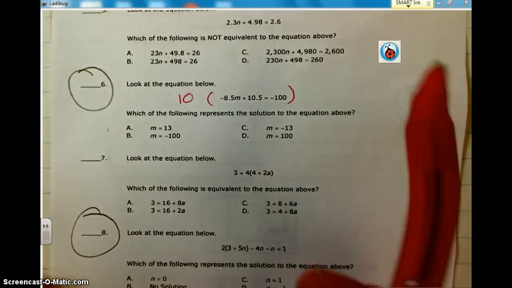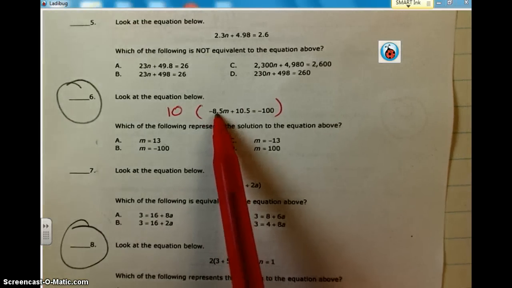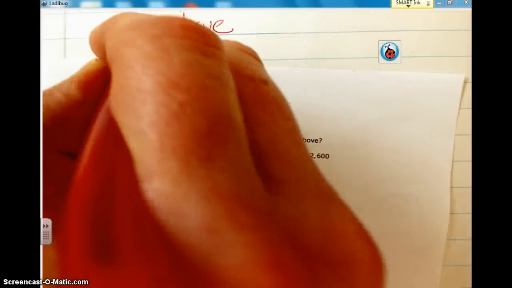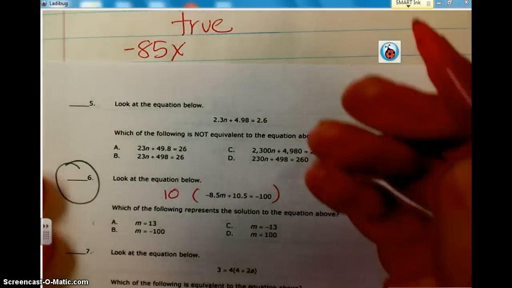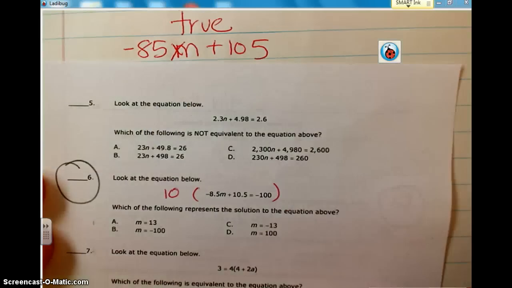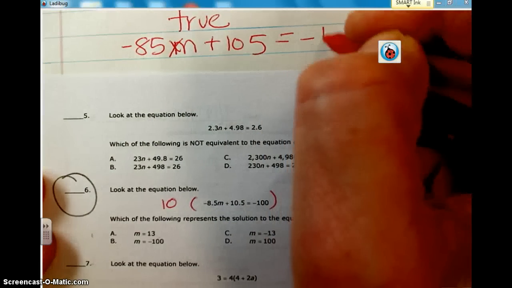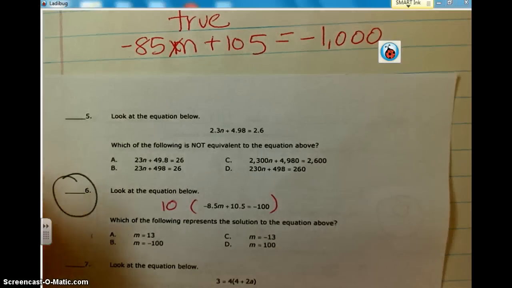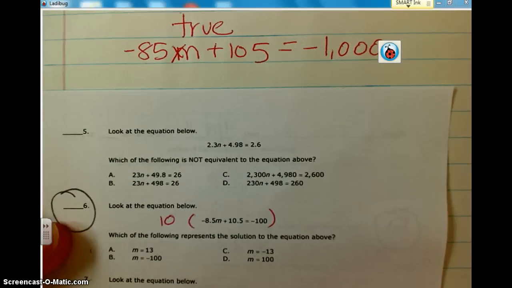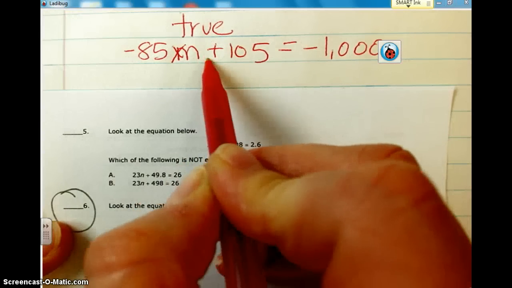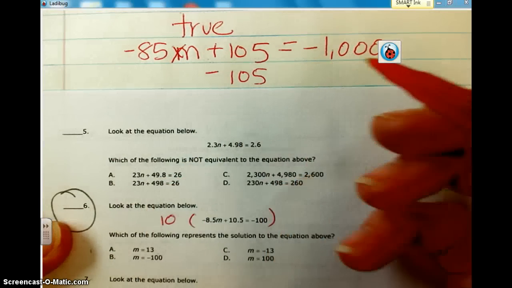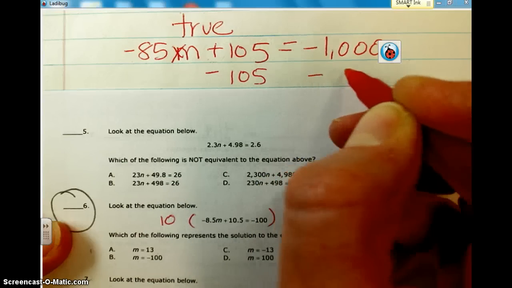As I do that, the negative 8.5 will become negative 85. So I have negative 85x, or I'm sorry, m plus 105 should be equal to negative 1,000. Without the decimals, this problem does become a little bit easier. The opposite of addition is subtraction, so I'm going to subtract 105 from both sides.